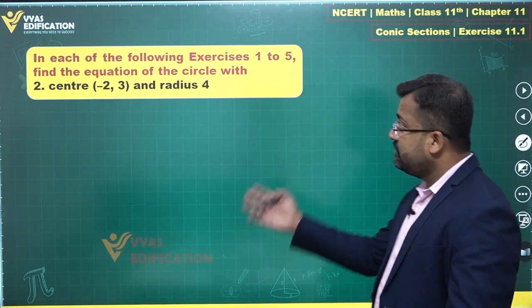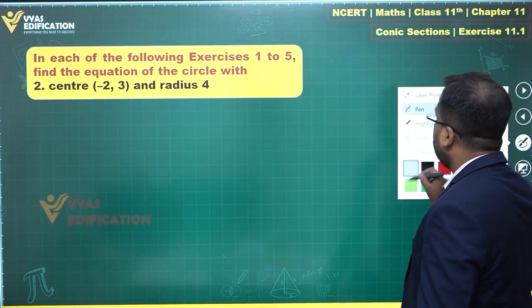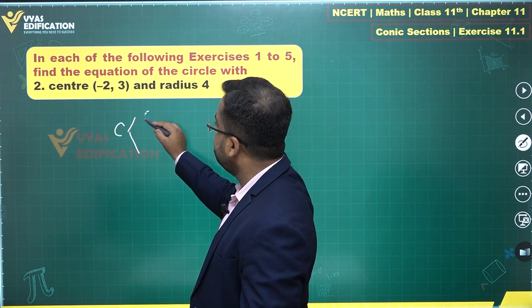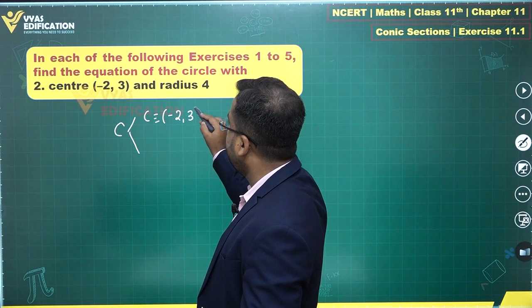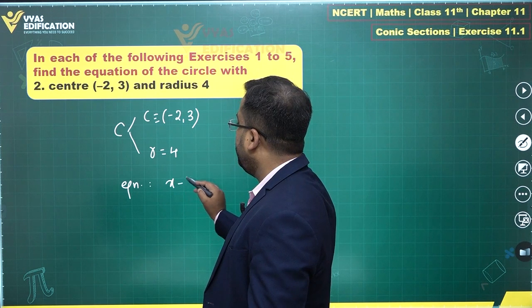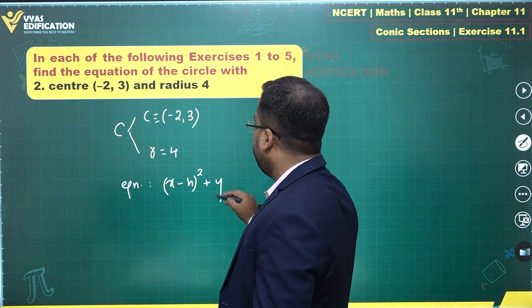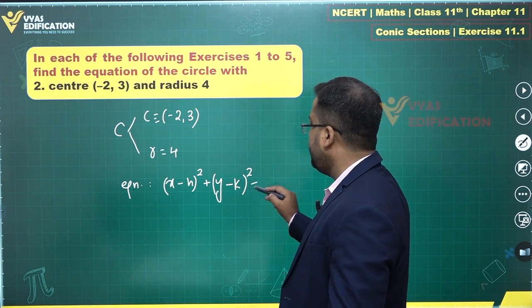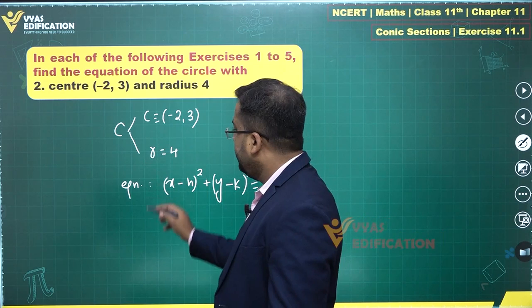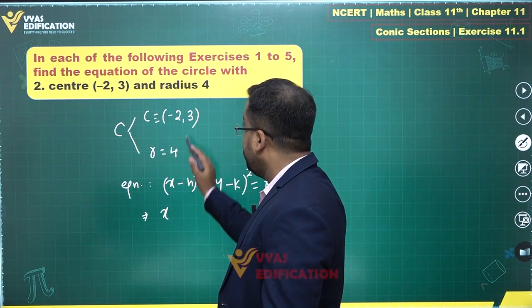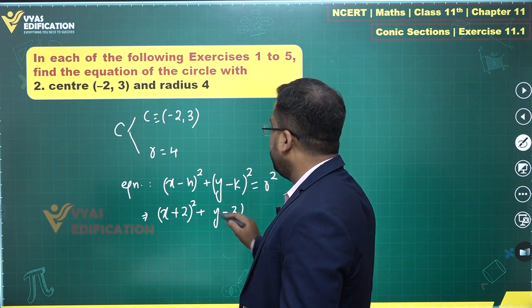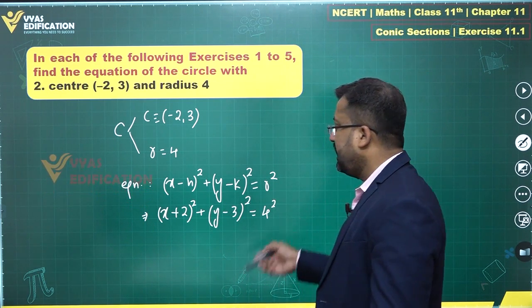The second question says, find the equation of circle with respect to this. For the circle, you are given center as minus 2 comma 3 and radius equals 4. The equation will be of the form x minus h whole squared plus y minus k whole squared is equal to r square. Yes, this is the equation of circle having center h comma k and radius r. Therefore, x minus of minus 2 will become x plus 2 squared plus y minus 3 whole square is equal to 4 square. This is what you get.